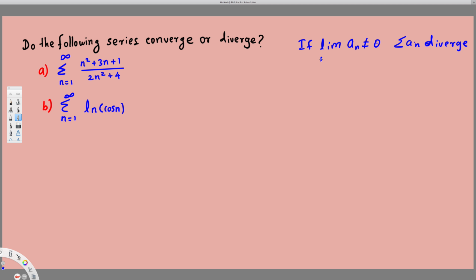If the limit as n approaches infinity of an is equal to 0, sigma an may converge or may diverge. So this is unsure. When we have 0, this is unsure, right? May converge or may diverge.